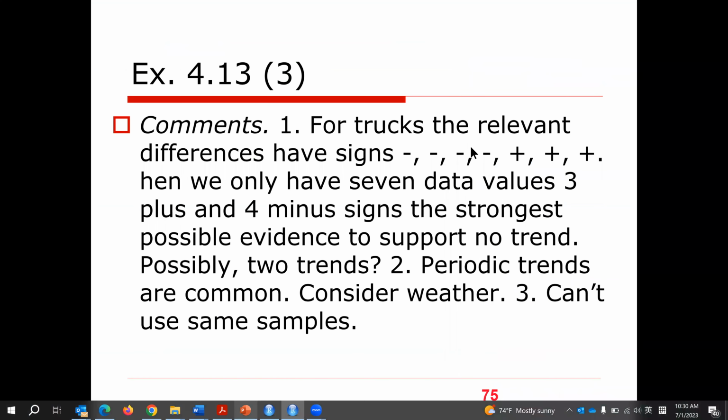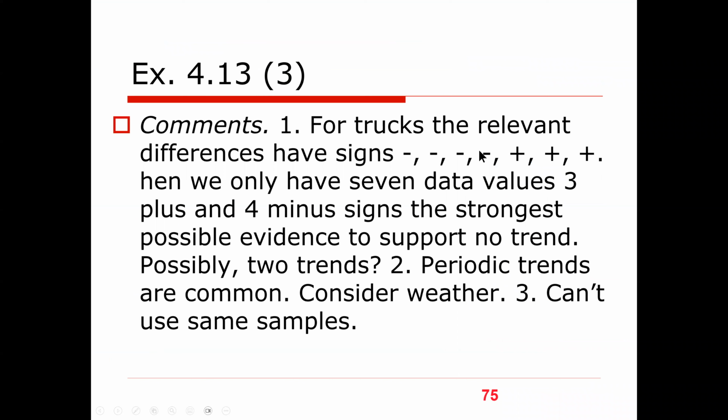But you may observe that all the 4 negative signs are in the first part, followed by 3 positive signs in a row, which means there can be 2 trends instead of no trend. Maybe the mileages of truck decrease first and then increase next. So instead of concluding there's no trend, maybe there are 2 small trends over time, right? So that all depends on how long we define the period, right?